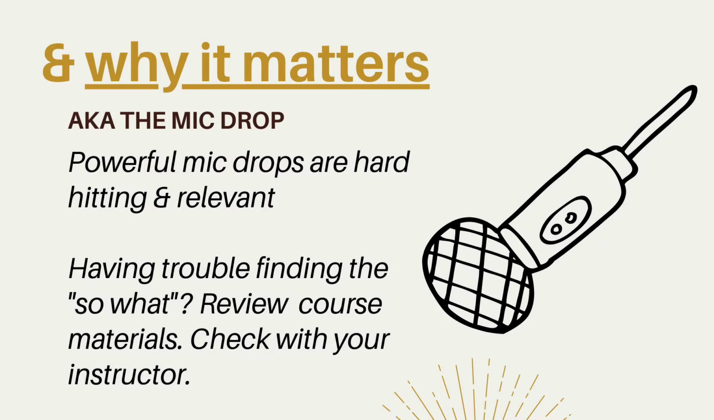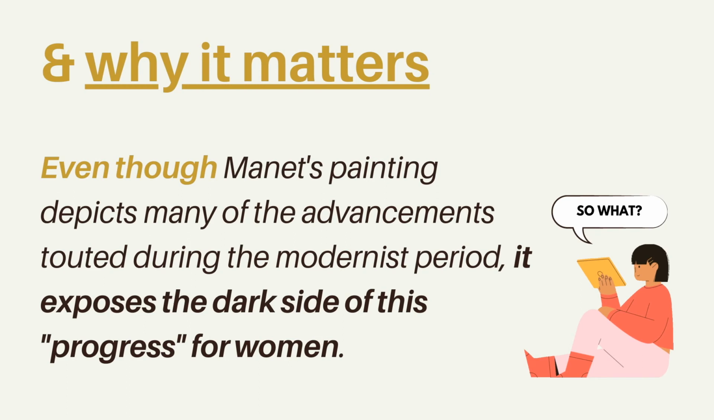So here we see the so what is missing. Even though Manet's painting depicts many of the advancements touted during the modernist period, it exposes the dark side of this progress for women. One so what issue we could consider: what this shows about painters or artists during Manet's lifetime. To do this, we have to zoom out from the specific topic. Well, actually, I think a lot of so what considerations require us to zoom out. This one asks us to zoom out and consider what's the big lesson here about painters or artists. Right. If it doesn't work out, we can return here and try another prompt.